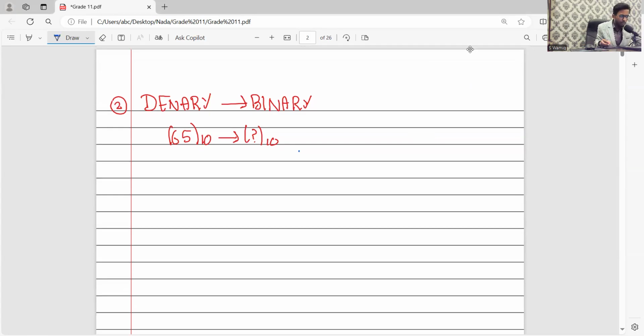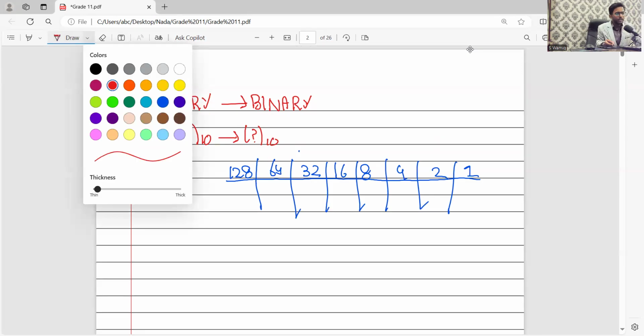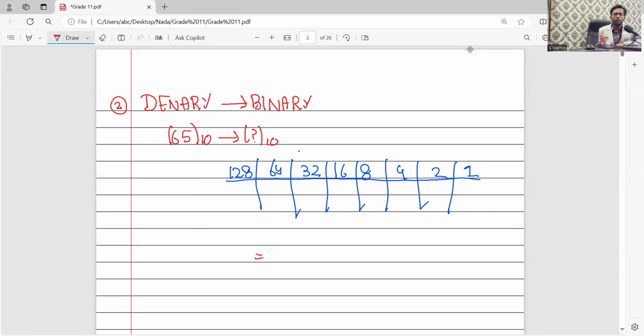Now for converting it, I'm again going to write the same series of numbers, which is 1, 2, 4, 8, 16, 32, 64, 128. And now I am only going to add 1 on those values that make a total of 65. So for example, should I take the value of 128? Should I write it here? No, I will not, because this value is greater than 65. So I'm going to write 0 here. Now, should I take 64? Yes, I will take it, because this value is less than my number. So I should be taking 64.